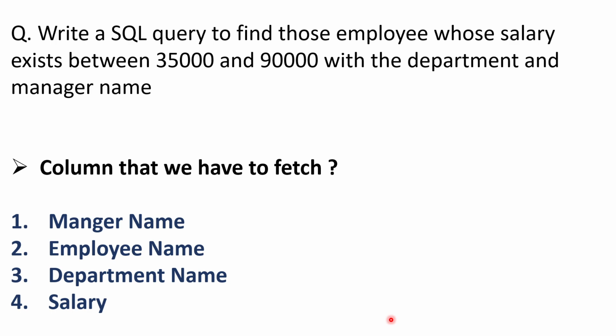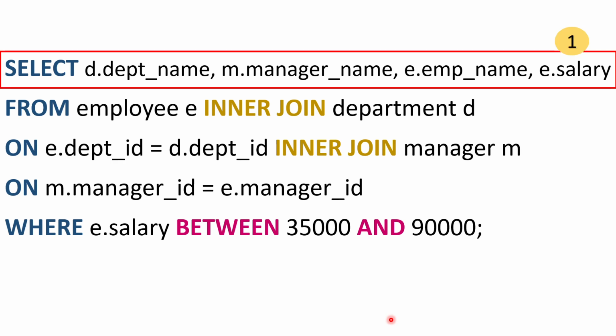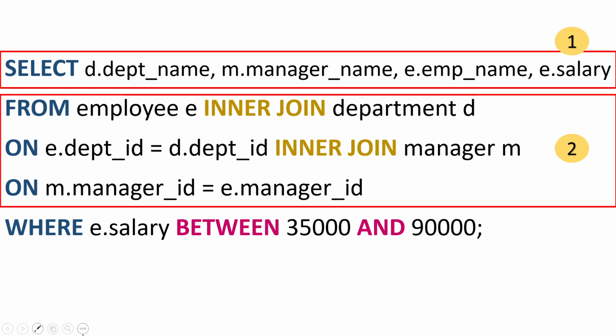So again we will use our universal 3-step formula. So first we will write all the required column name with the select statement. So we will write select D dot department name, comma M dot manager name, comma E dot employee name, comma E dot salary. Now according to our second step, we will write the SQL statement for table joining using the from clause. But here we have to join three tables, that is employee, department and manager table. So don't worry, it's very easy.